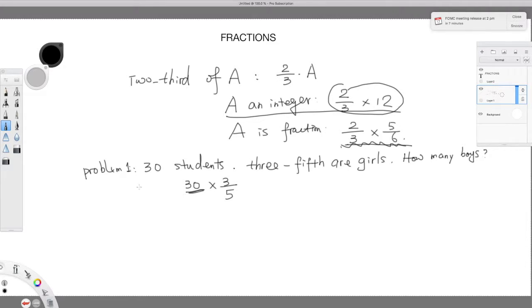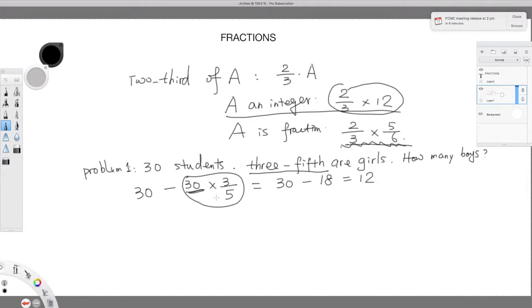And then we subtract the number of girls from the total number of students, and that will be the number of boys. So it will be 30 minus 3/5 of 30, which is 18, and that makes 12 boys. Now there's something I want to point out: this problem is constructed so that 3/5 times 30 is an integer, because this is the number of girls, and we're not going to have a fractional number of girls.